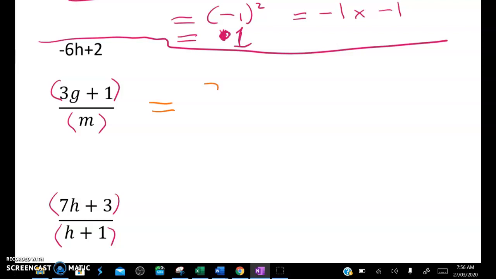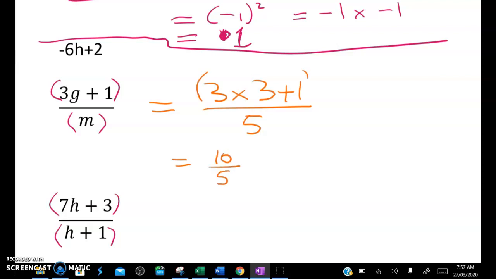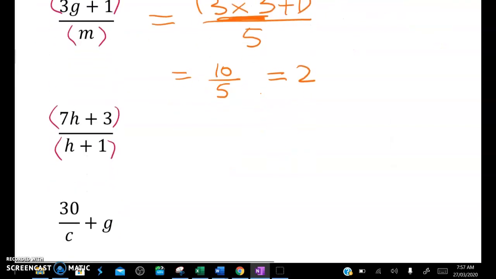So G is 3, so it's 3 times 3 plus 1 divided by M. Now M was 5. So that gives me 10 divided by 5, right? So I'm thinking about that as having a bracket around it. And that's why I work out 3 3s are 9 plus 1 gives me 10. And finally I do my division. I'll just write that there, equals 2. Next one.